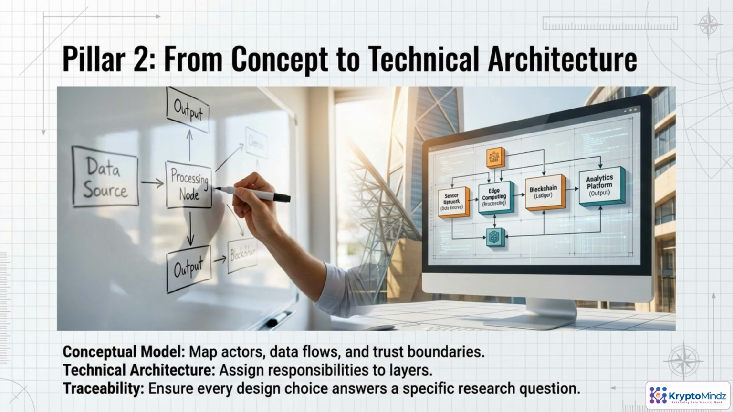Next, you move from an interesting idea to an architecture you can actually build and defend. Start with a conceptual model, actors, data flows, and trust boundaries. Then refine it into a technical architecture, assigning each responsibility to a layer. Make sure every design choice traces back to a specific research question.